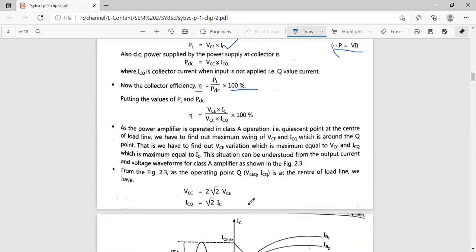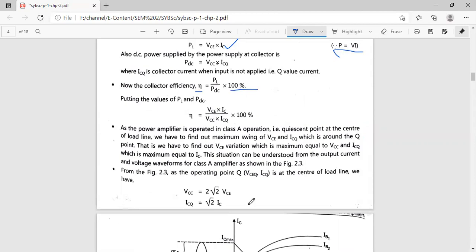Correct. As the power amplifier is operated in class A operation, that is, with the Q point at the center of the load line, we have to find the maximum swing of VCE and IC around the Q point. Obviously, we know this is a class A amplifier.